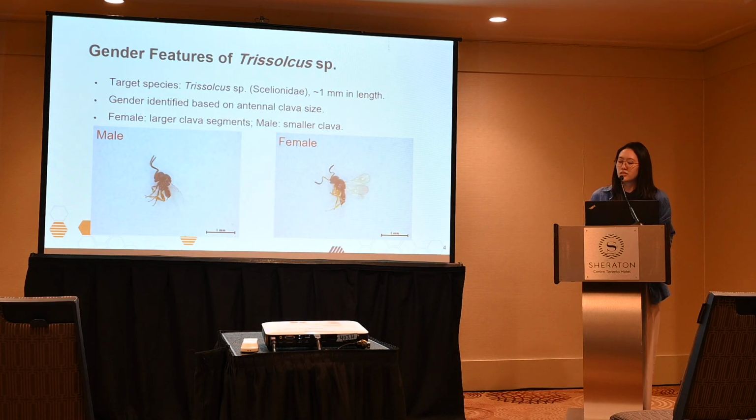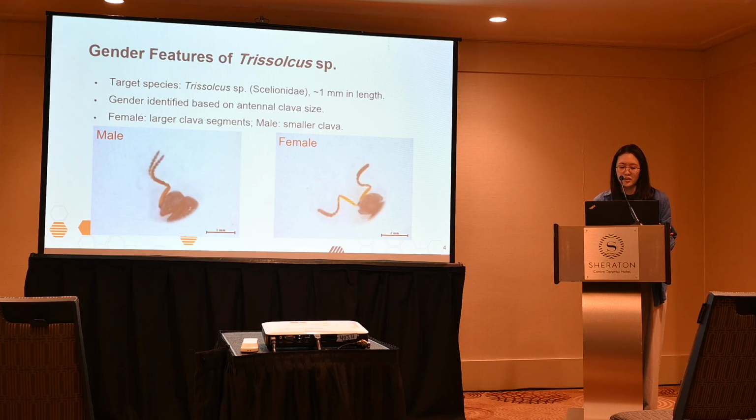And let's take a closer look at how we identify their gender. As I mentioned, we work with the Chiao-Jo species. It's a tiny wasp, about 1 millimeter long, and the way we identify their gender is to observe their antenna, especially their clava segments. Here, I think it is obvious to see the difference between the male and the female. Females have a larger clava segment than the males.